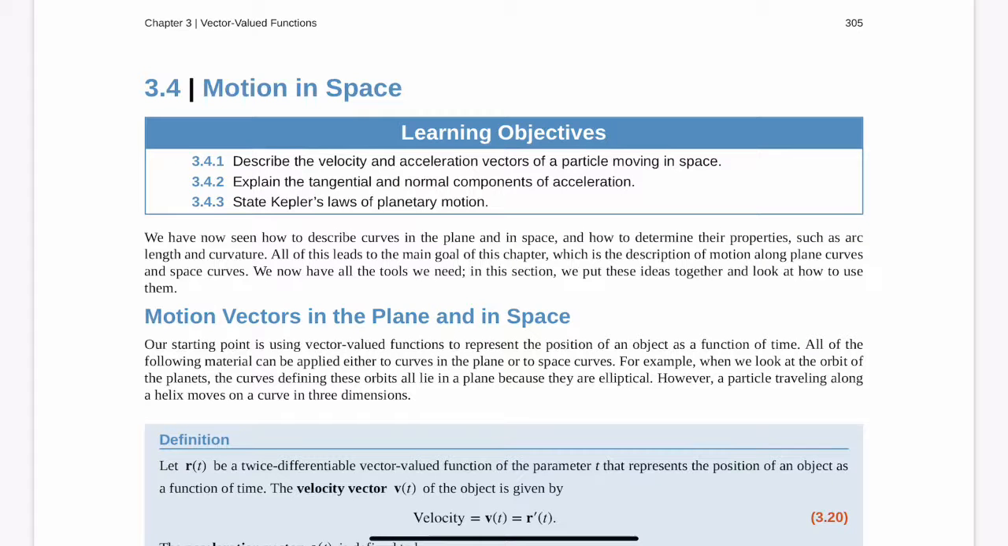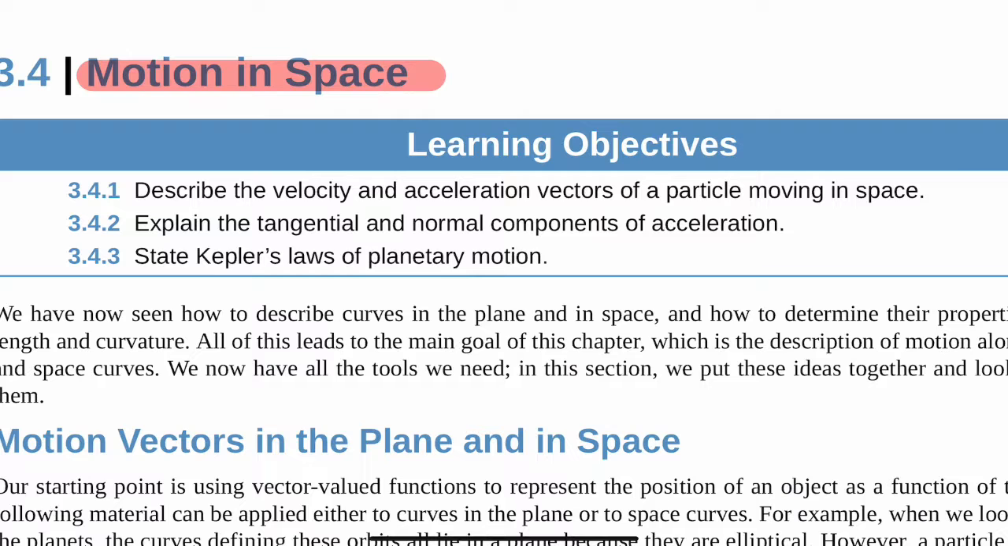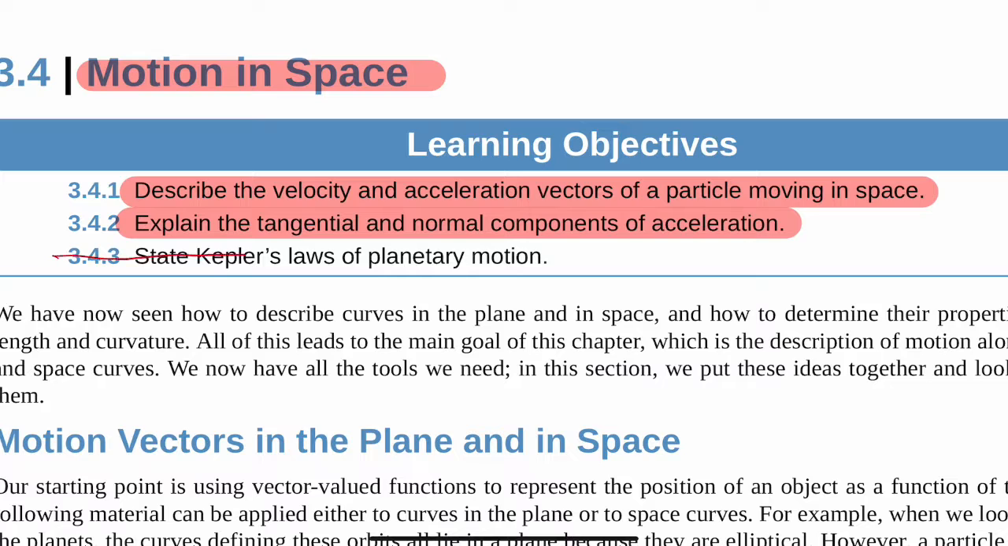This series of videos is about motion in space. Our learning objectives are to describe the velocity and acceleration vectors of a particle moving in space, and then to explain the tangential and normal components of acceleration. We're not going to cover Kepler's laws of planetary motion. However, Kepler's laws of planetary motion is a student presentation that you guys will see pretty soon.